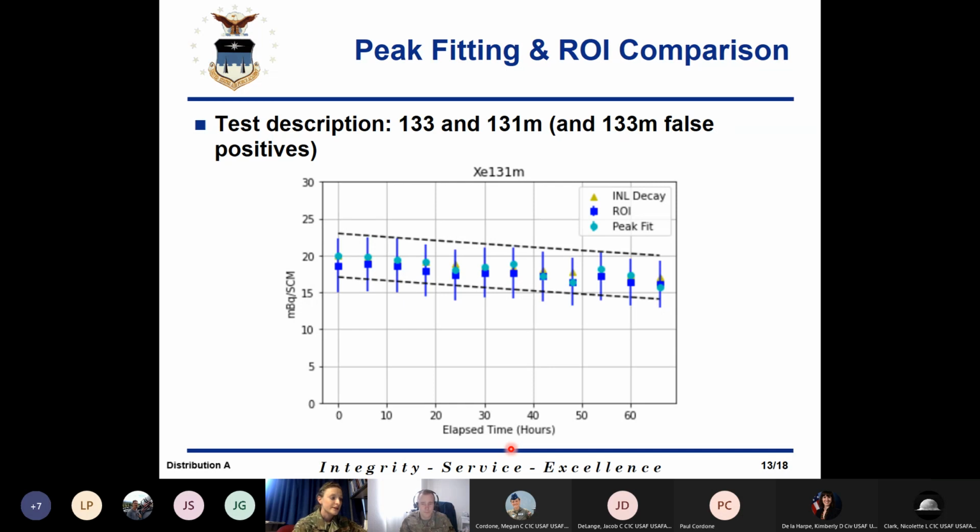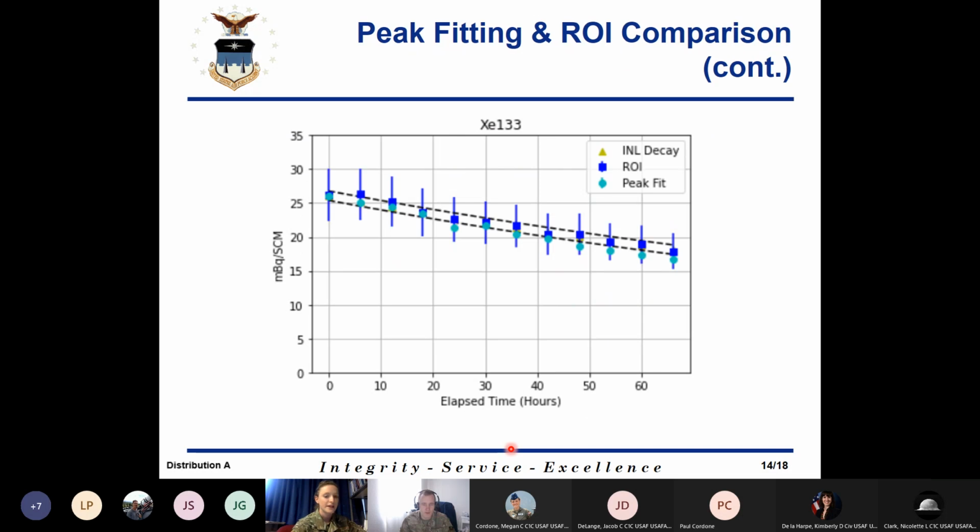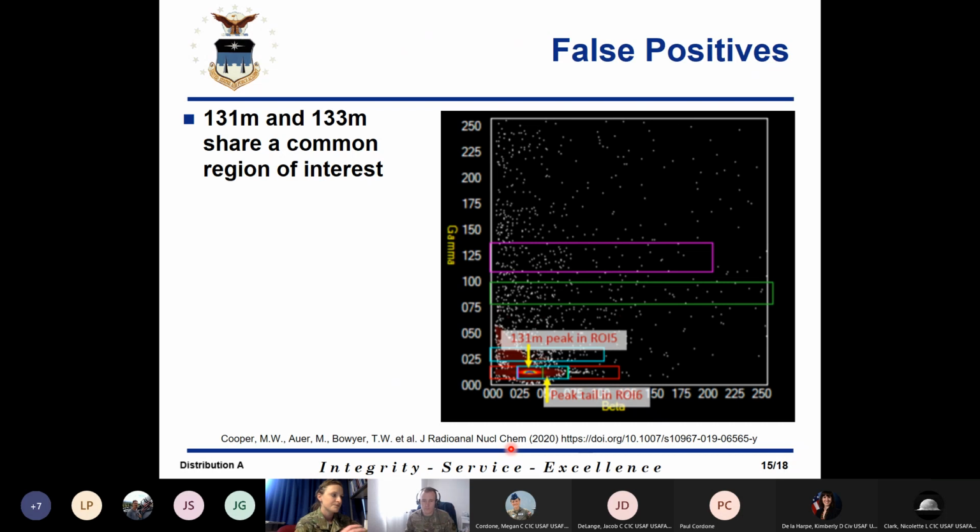But this is still really promising data because we see that ROI and peak fitting are at least in the same ballpark. We don't have the error bars yet, but we see that they are doing relatively similar in performance. And then here is just the other isotope that was in the mix, 133. Same thing, error bars aren't showing up for this one because they're too small, but the data is doing similarly here. So now back to that false positives issue.